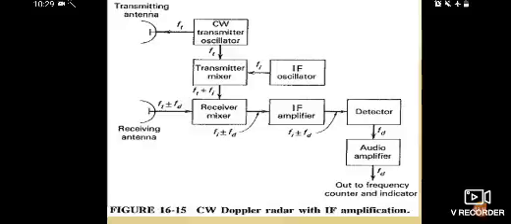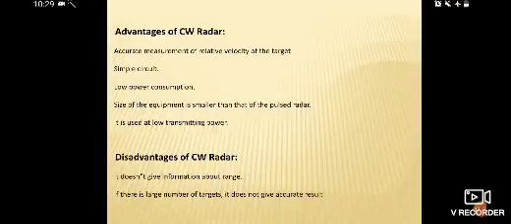Okay, this is the CW radar explanation, and in this explanation, the main parts are the CW transmitter, IF oscillator and IF amplifier. So basically this is the modified CW radar with the IF amplification part. Okay, and what are the advantages and disadvantages of CW radar? The modified CW radar also has some drawbacks, and the general block diagram of the CW radar also has some drawbacks. So what are the drawbacks?